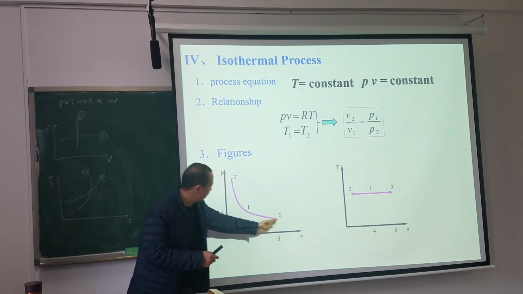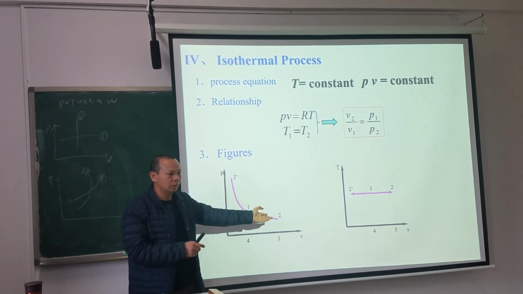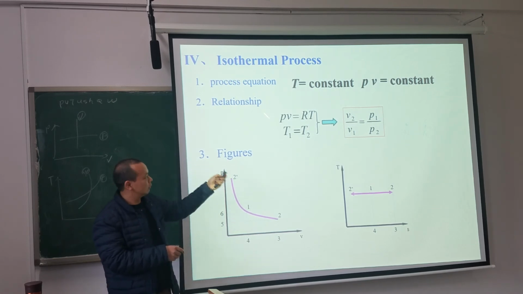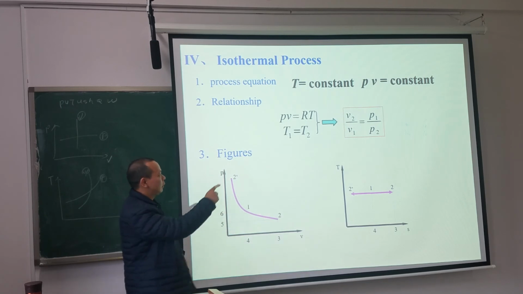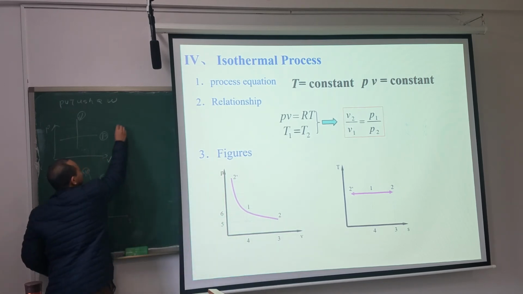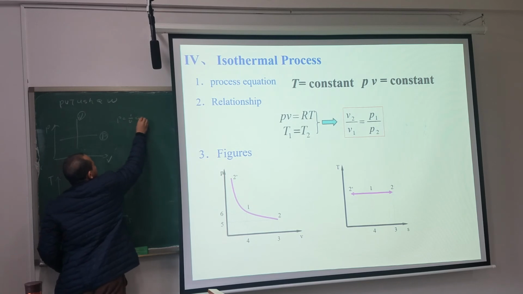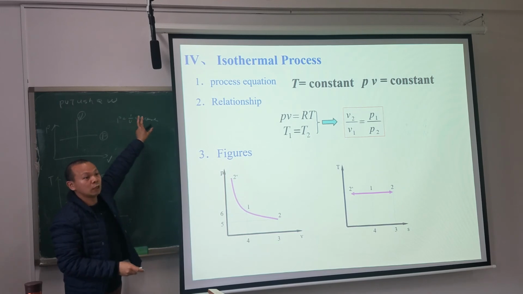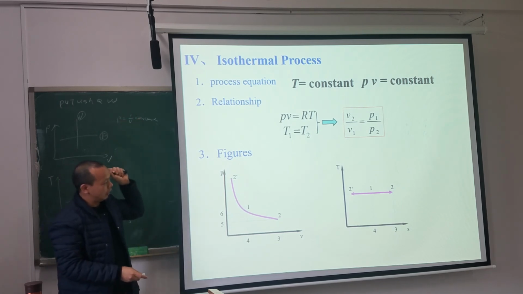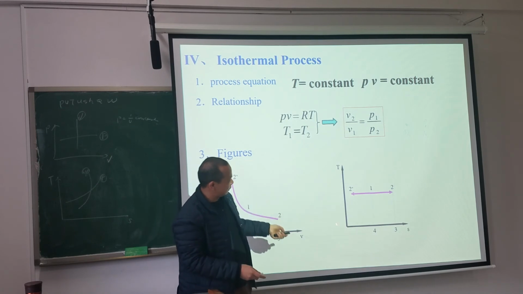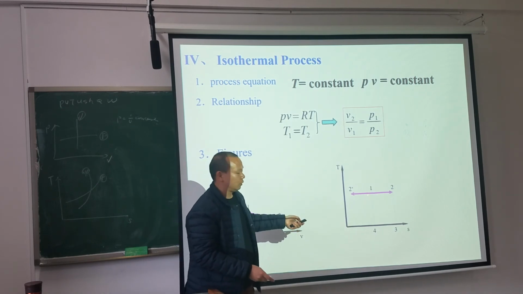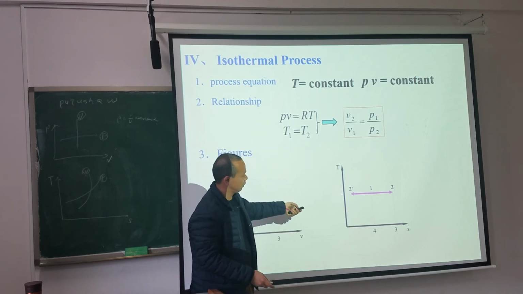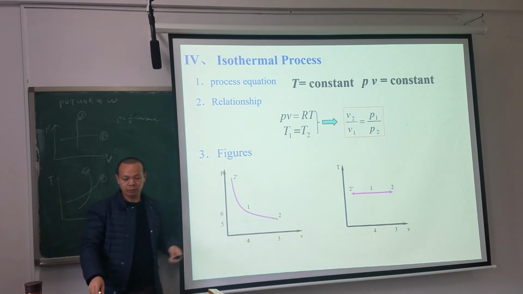On the PV figure, it is not hard for us to draw the isothermal process line, yes? Because we know P is equal to... So it is not hard for us to draw such kind of lines. And on the TS figure, it is simple, yes? Because the temperature is constant, so it's like this one. I think it's quite simple for you, okay?